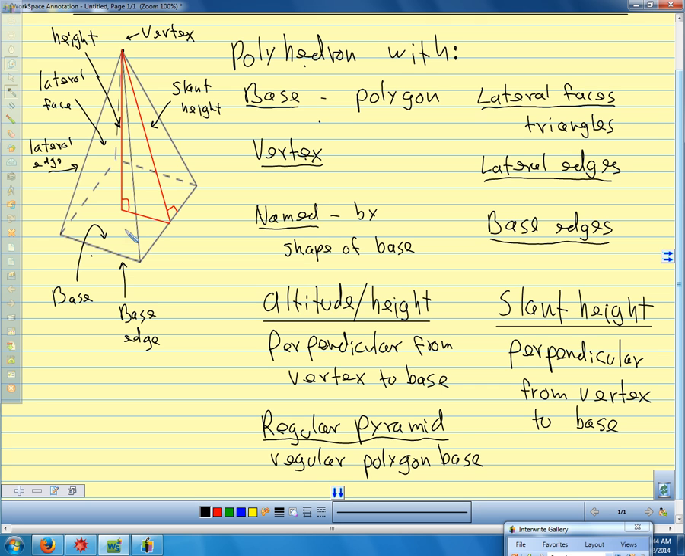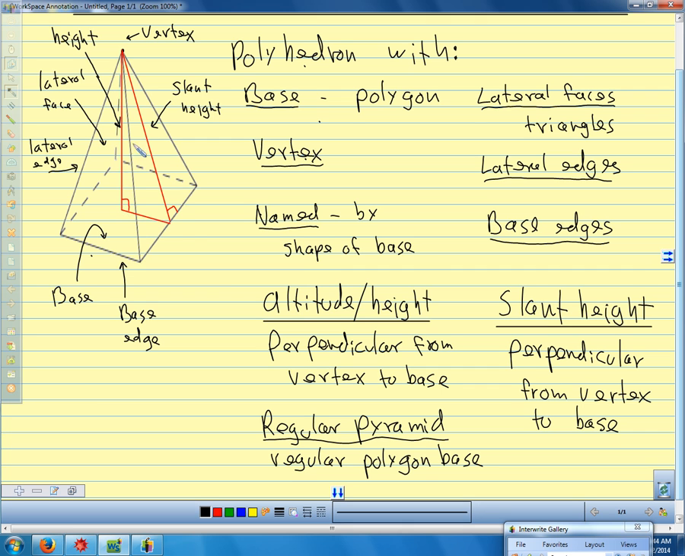And just like with prisms, our lateral area is just the area of the sides. So that would be the area of the triangles. And the base area is just the area of whatever our base is. So those two things mean the same thing. So these are all of our different parts of our pyramids.